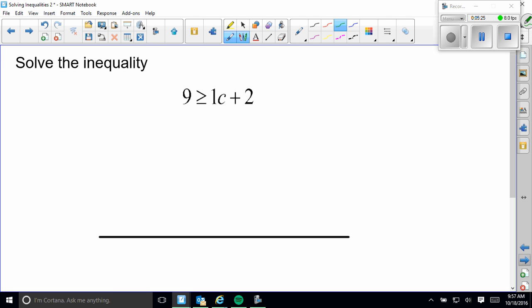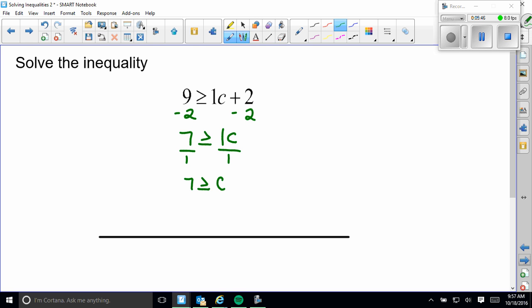we are going to solve it. We need to figure out how much candy they can buy. So in order to do that, we're going to solve it just like we would an equation. We're going to subtract 2 from both sides, divide by the 1. So 7 is greater than or equal to C.